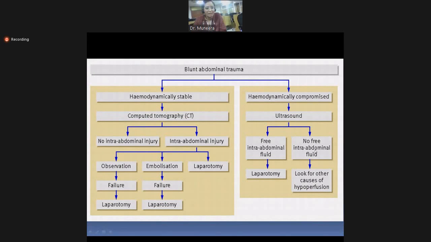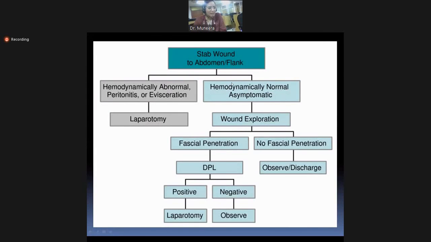Coming to penetrating wounds, again, you have two options: hemodynamically stable or unstable. If the patient is hemodynamically normal or asymptomatic and there's a stab wound, you would like to locally explore the wound. If the fascia is intact and there is no fascial penetration by the sharp object, then you will observe the patient for 24 hours or discharge as per the rules of your hospital. If fascial penetration is present, then you will go for DPL. If it turns out to be positive, go for laparotomy. If it's negative, go to observation, right?